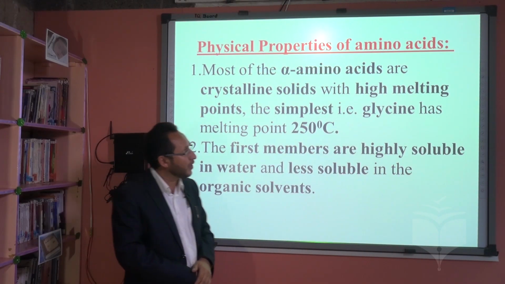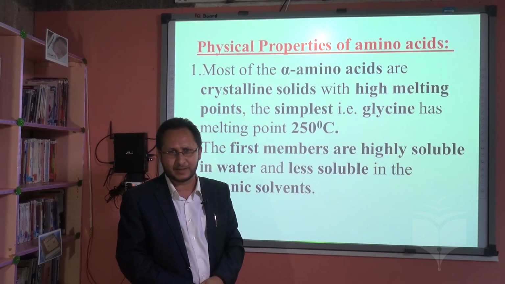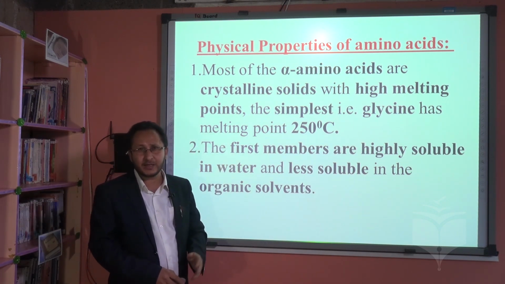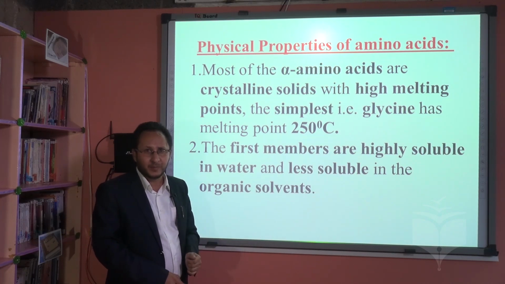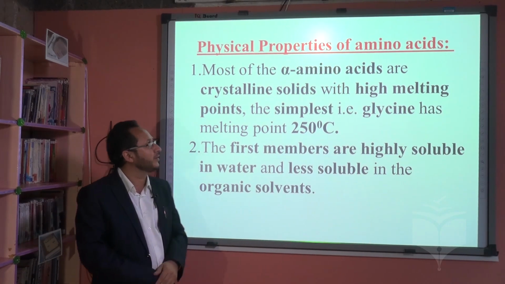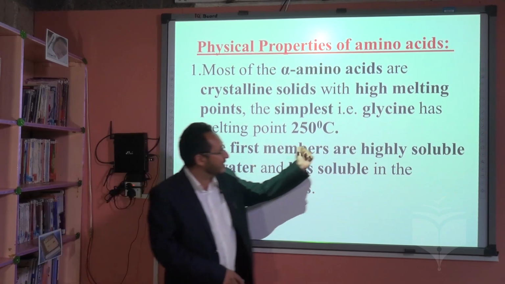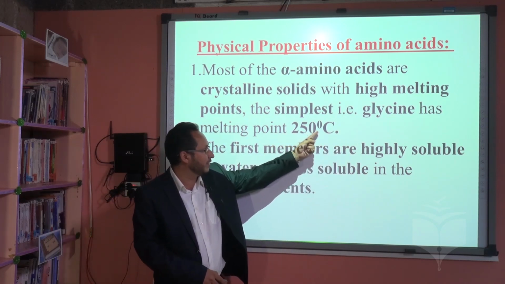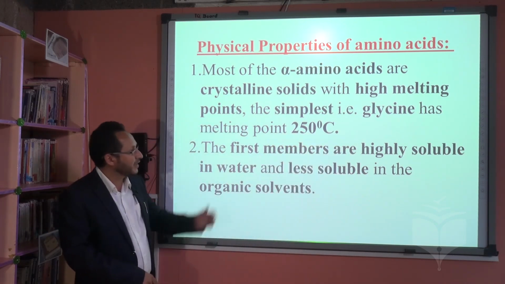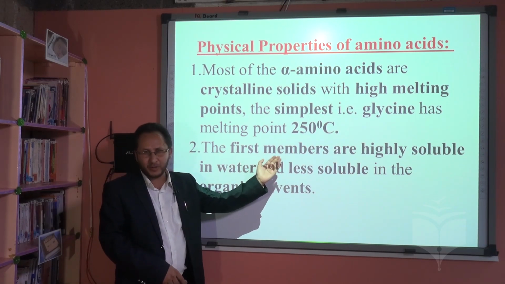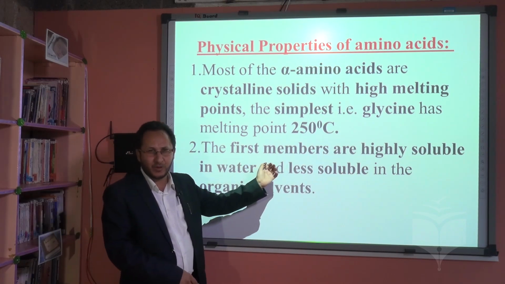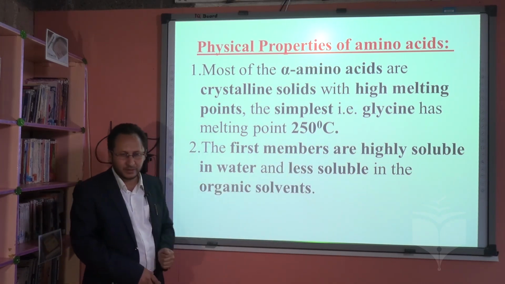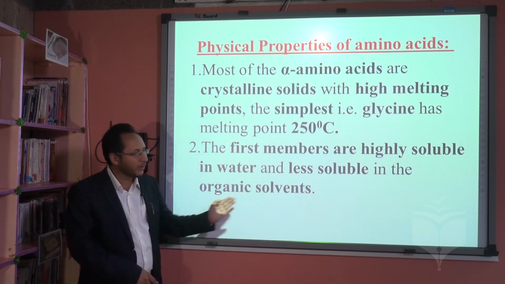Now, the physical properties of alpha amino acids. Most of the alpha amino acids are crystalline solids with high boiling point and melting point. For the simplest amino acid, the melting point of glycine is 250 degrees Celsius. The first members of the alpha amino acids, glycine and alanine, are highly soluble in water, but less soluble in organic solvents.